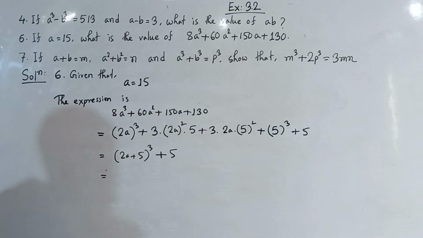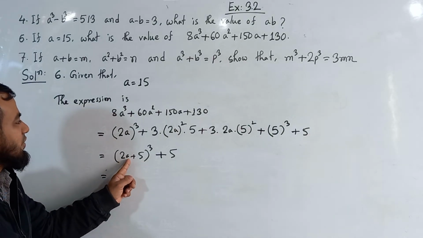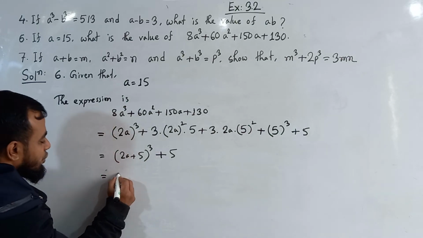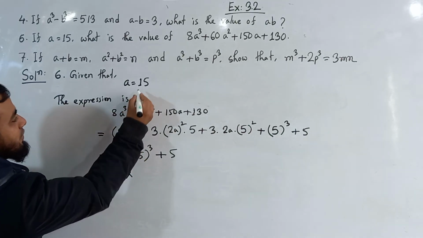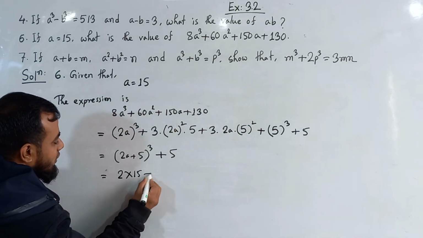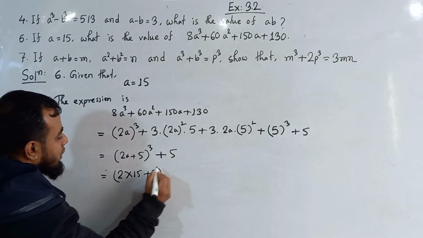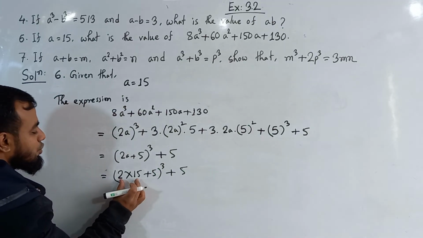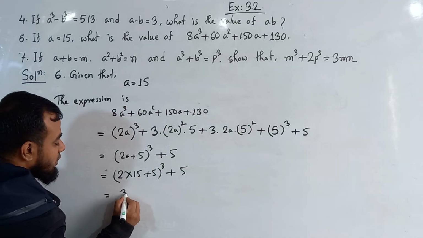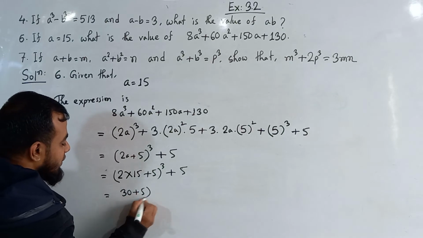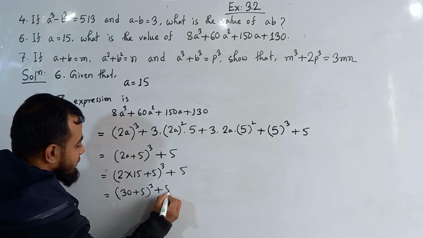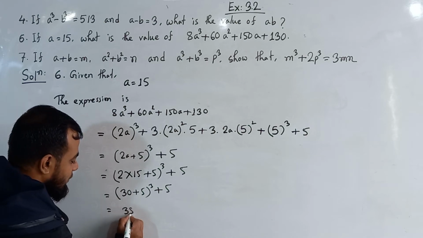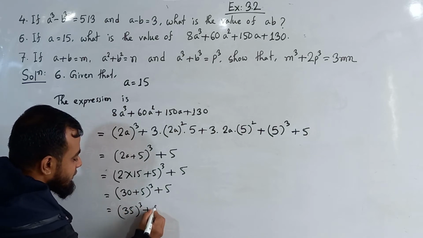Now in this expression we can put the value of a. It was complicated, but it is very easy now. So 2 multiply a means 2 times 15, so 15 plus 5 whole cube plus 5 becomes: 2 multiply 15 is equal to 30, plus this 5 whole cube plus 5. So 30 plus 5 is 35 whole cube plus 5.